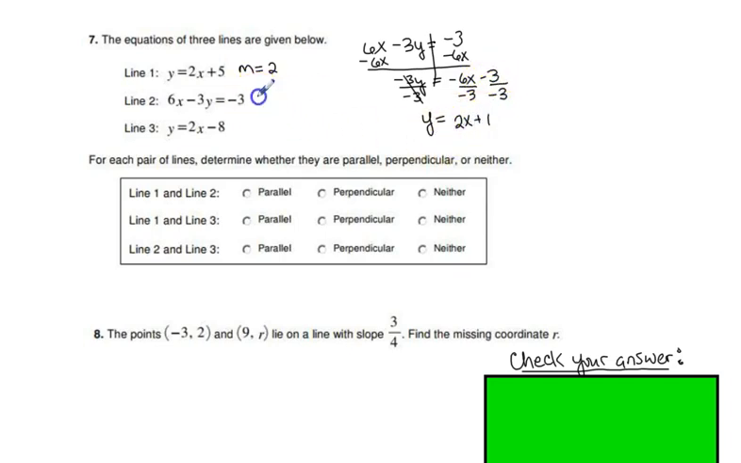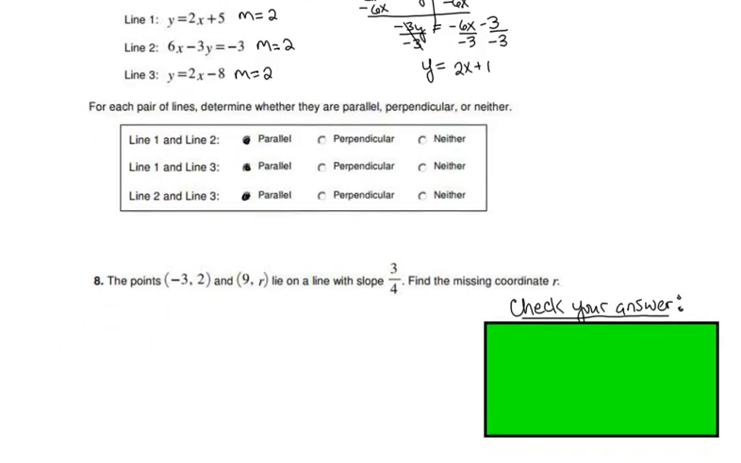So for line 2, my slope is also 2. And here my slope is 2. Now I included these two versions of number 7 because sometimes when things come out a little funky, we think we're doing something wrong. But if we've checked our math, we've checked our work, and nothing is wrong, go with it. So in this case, they all have the same slope. Check it out. They're all parallel to each other.